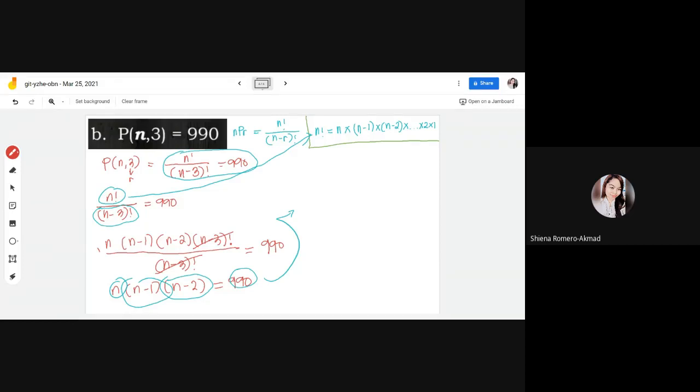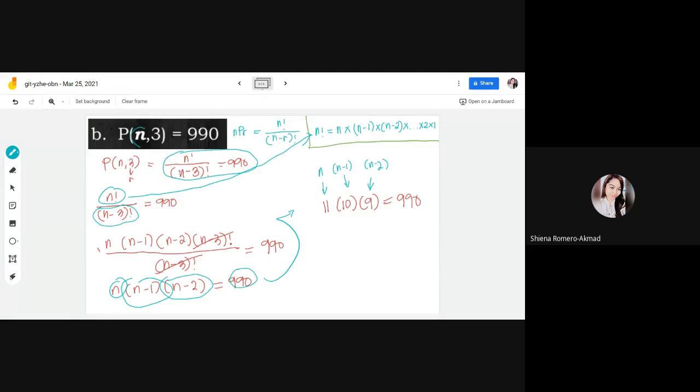9, 10, 11. So we have 11 times 10 times 9 is 990, correct? And which of this is n? Ito yung n. N minus 1, meaning 11 minus 1 is 10. N minus 2, meaning 11 minus 2 is 9.